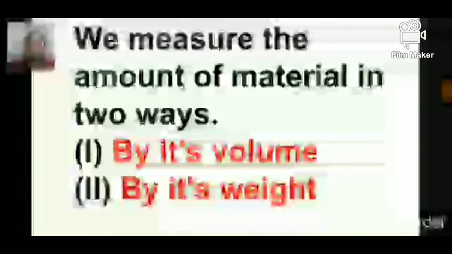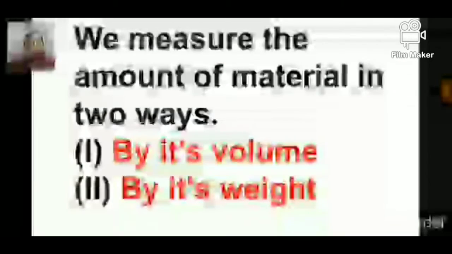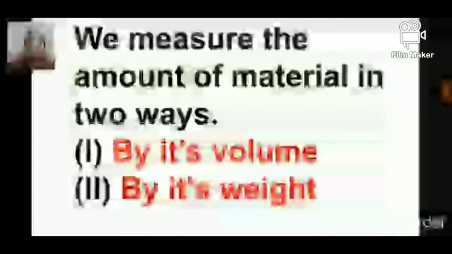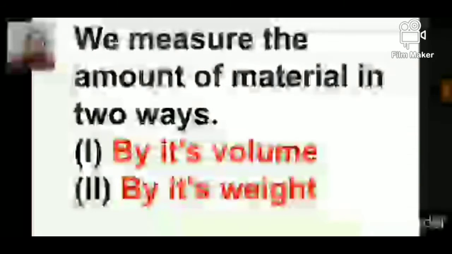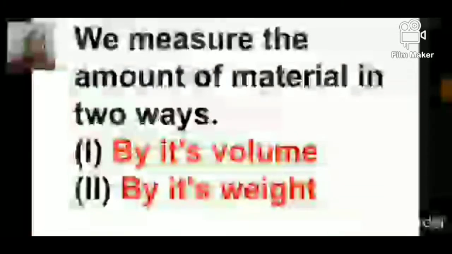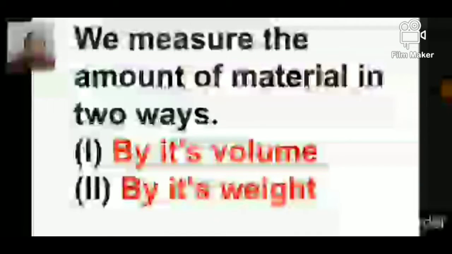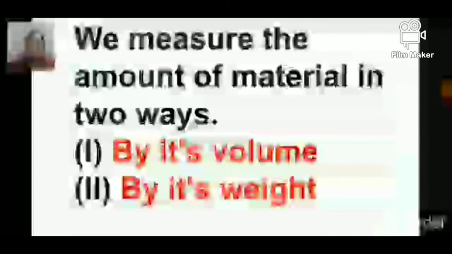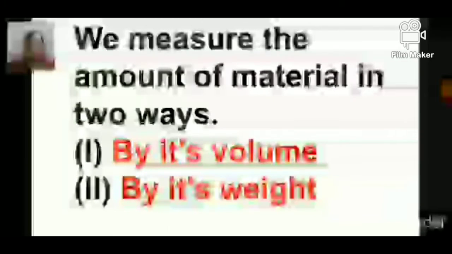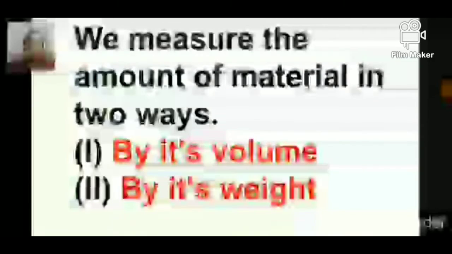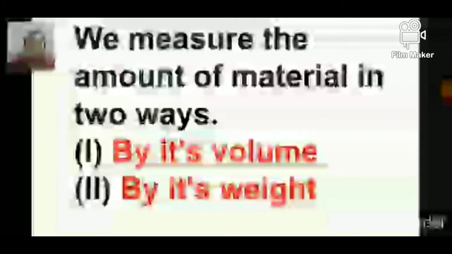We measure the amount of material in two ways: by its volume and by its weight. As we have already discussed, we buy liquids by their volume, and when we buy solids, we do not buy them by their volume, but we measure the weight of solids, right? We measure weight, meaning 2 kgs, 3 kgs, like that. For example, when we go to the market, we buy 2 kgs of rice, we buy 1 kg of potato, like that. So we measure it by its weight, not by its volume.